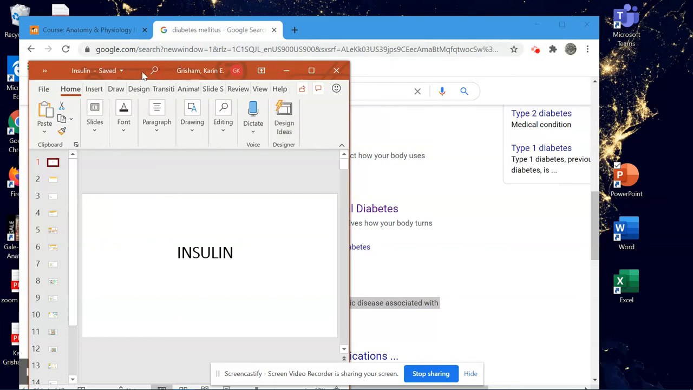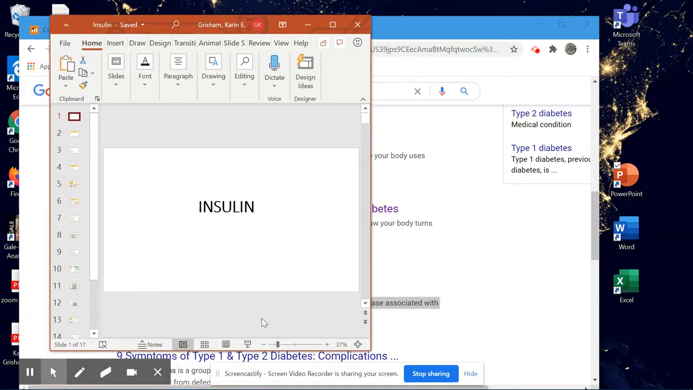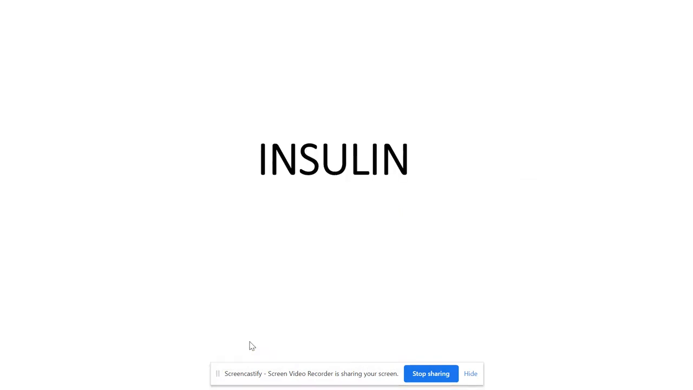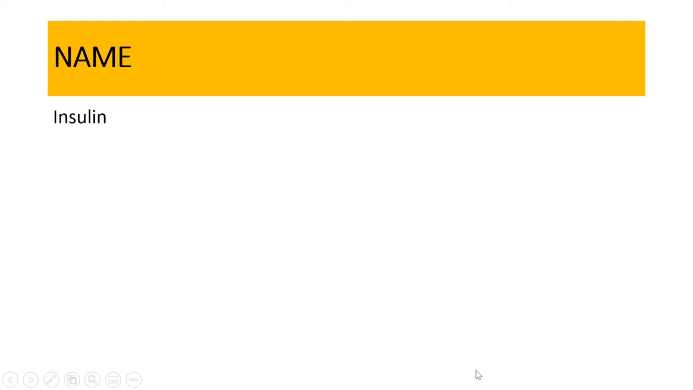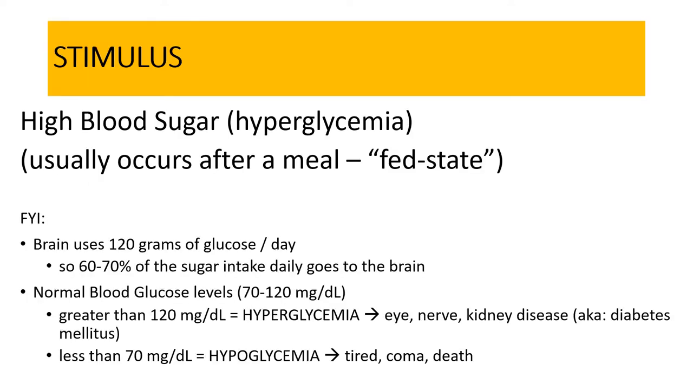We're going to talk about insulin today. Okay, so insulin, well, the only name I've got for you is insulin. And we're going to talk a little bit about stimulus, secreted from, target, response, class, and we're going to include some disorders. So, what is the stimulus? What causes the secretion of insulin?